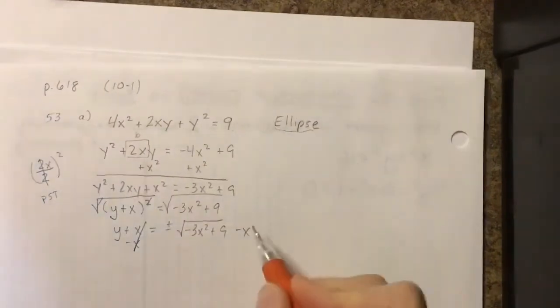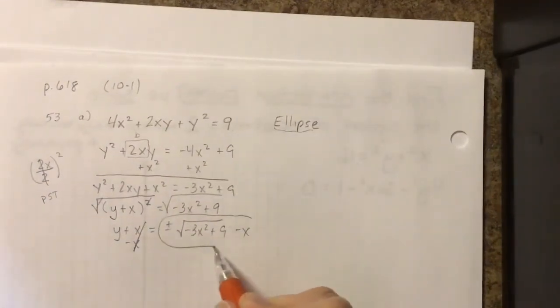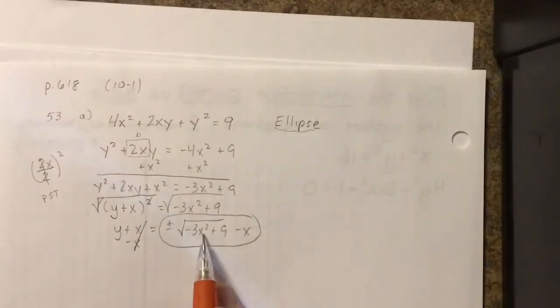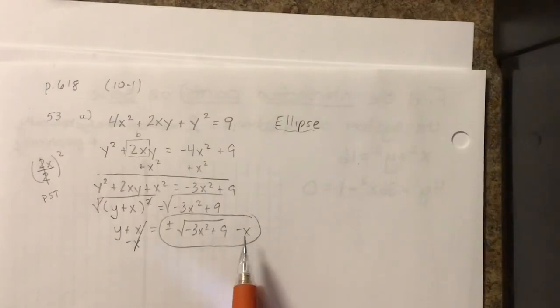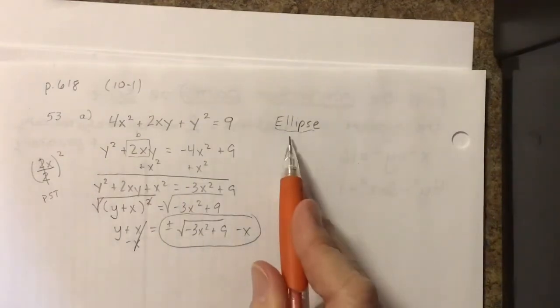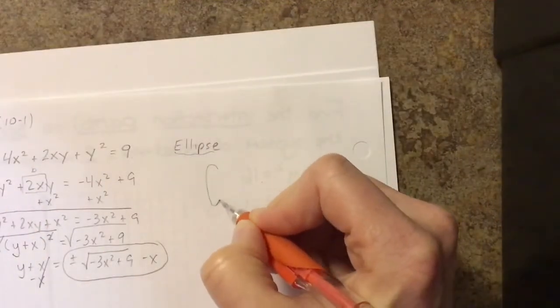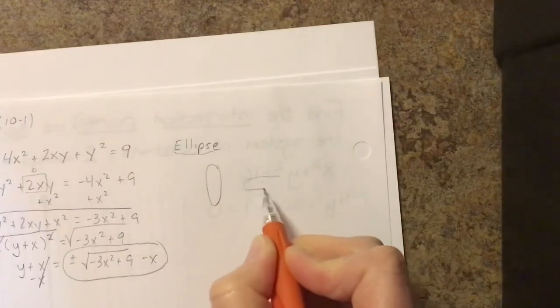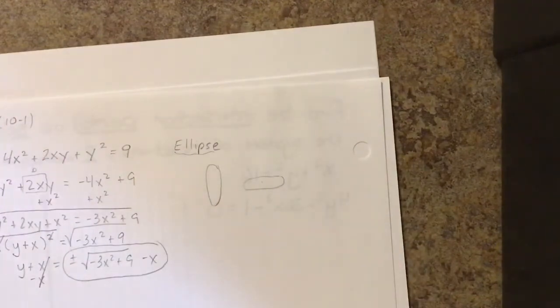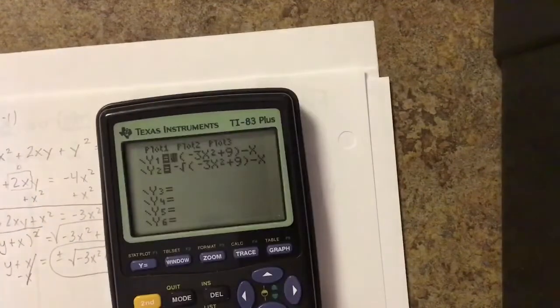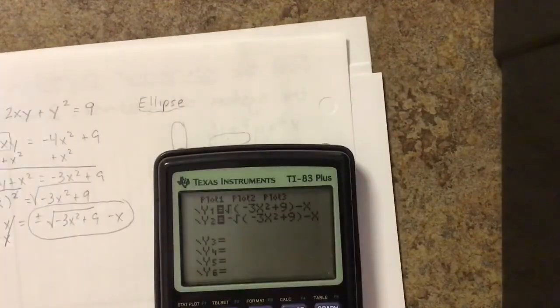So here's what y equals. Positive, negative, square root of negative 3x squared plus 9. Then outside the square root on the end is minus x. Okay, so now we need to put this in the calculator. We should get an ellipse. But instead of an ellipse that we're used to seeing, which is like a vertical or horizontal, we'll see what we got. All right, so now I have to graph this. I put in the square root of negative 3x squared plus 9, close the parenthesis, minus x, that's on the end.